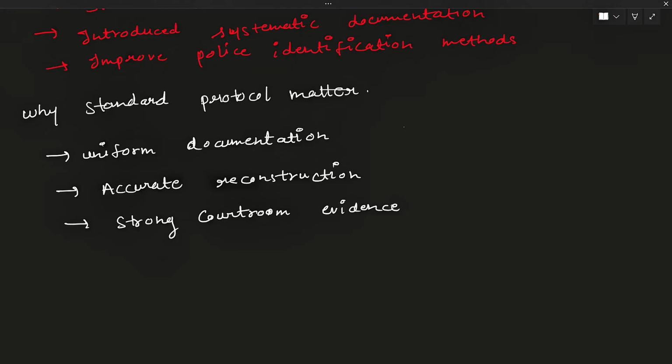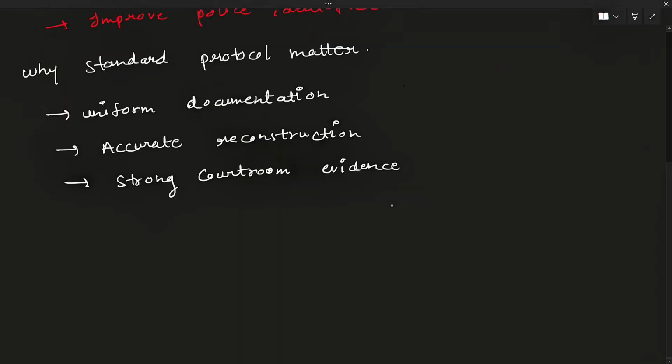Okay, so modern digital photography. Today we have modern digital photography. The technology continued to develop. Film cameras were gradually replaced by digital cameras, and this change made forensic photography faster, more accurate, and more reliable.